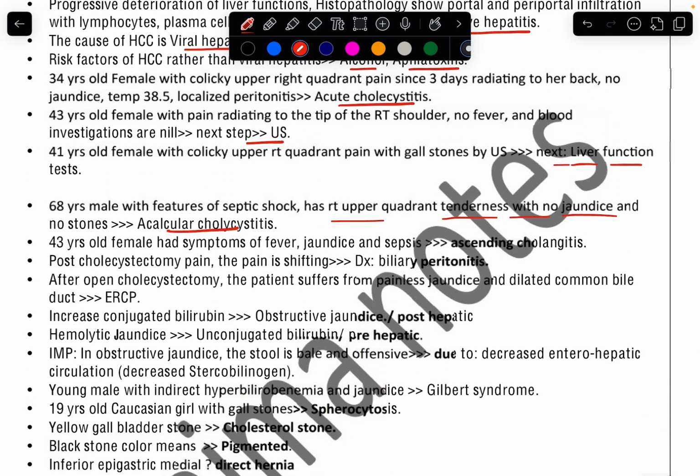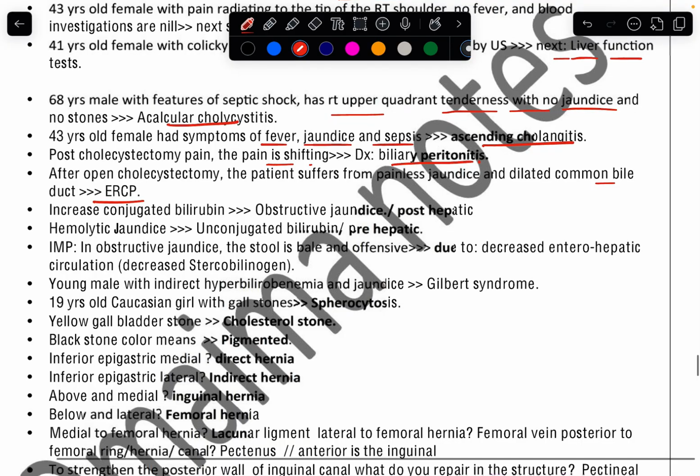43-year-old female has symptoms of fever, jaundice and sepsis: fever, jaundice, sepsis, ascending cholangitis. Post cholecystectomy pain, pain is shifting, biliary peritonitis. After open cholecystectomy, patient suffers painless jaundice, dilated common bile duct: ERCP. Increased conjugated bilirubin is obstructive jaundice. Hemolytic jaundice is unconjugated, prehepatic.